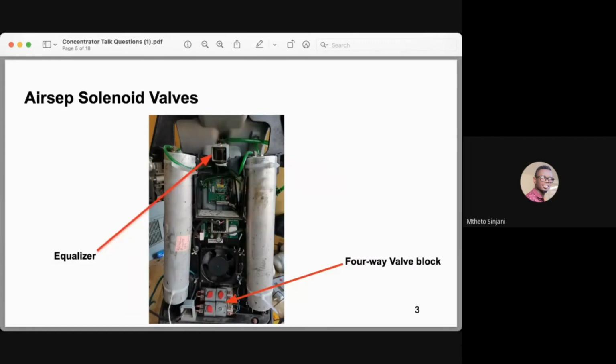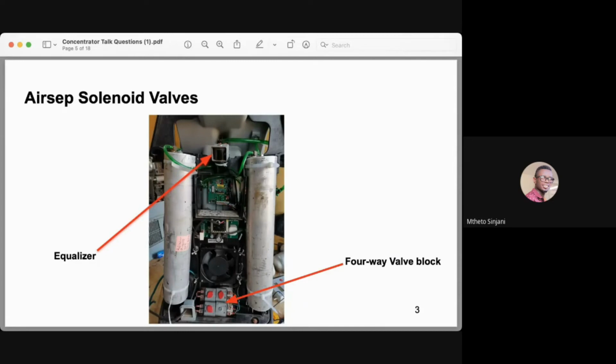Solenoid valves in oxygen concentrators, for most models apart from AirSep that has an equalizer valve, are found between the compressor and the sieve beds. Their job is to channel the air from the compressor to the sieve bed during the feed cycle, and from the sieve beds to the atmosphere during the waste cycle. During the waste cycle, it's mostly the nitrogen absorbed by the zeolite that is pushed to the atmosphere.